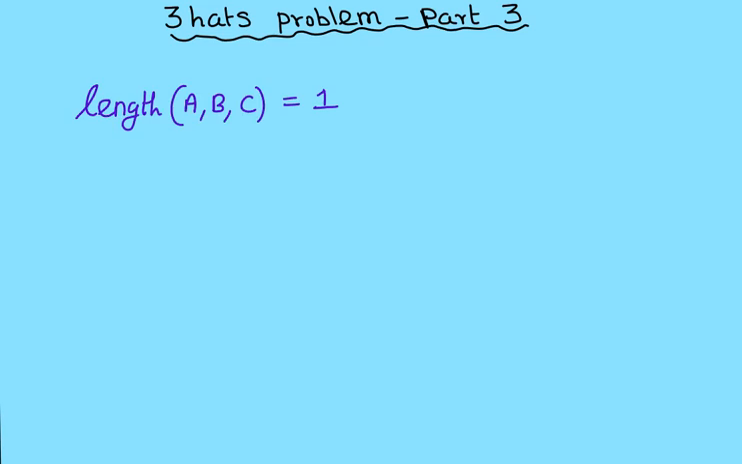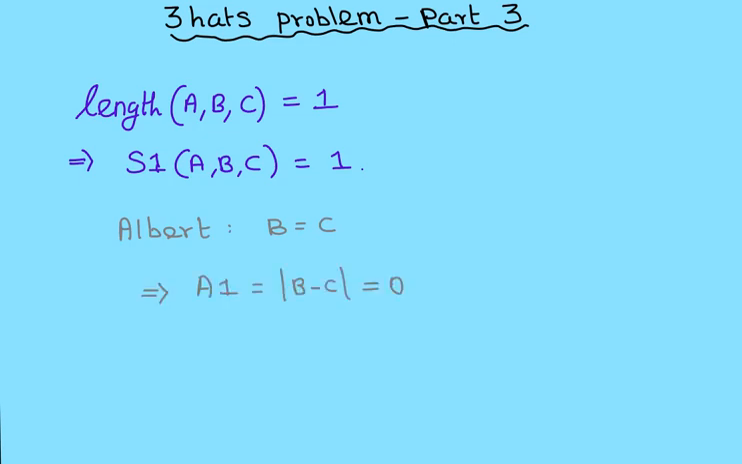That means in statement 1 itself, the student has claimed the number. That means S1 of ABC is equal to 1. This can happen when Albert sees B equal to C, and so A1, which is the absolute value of B minus C, is 0. So Albert claims his number as A2, and A2 is B plus C, the sum of the other two numbers. Therefore, if the conversation length is 1, then the final claimed number will always be the sum of the other two.